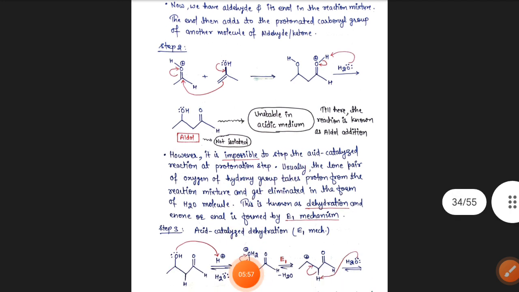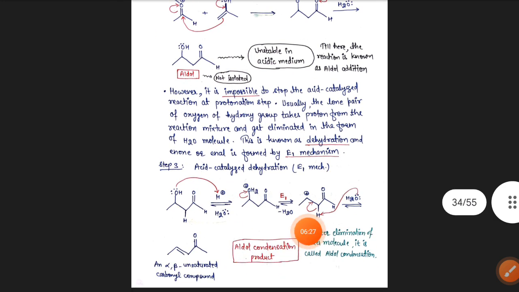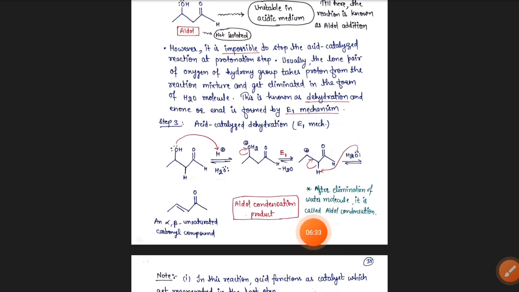However, it is impossible to stop the acid catalyzed reaction at the protonation step. Usually the lone pair of oxygen of the hydroxy group takes a proton from the reaction mixture and it gets eliminated in the form of a water molecule. This is known as dehydration, and an enone is formed by the E1 mechanism. Step 3, that is acid catalyzed dehydration. Here a water molecule is released from the aldol. So this is the third step of the mechanism.